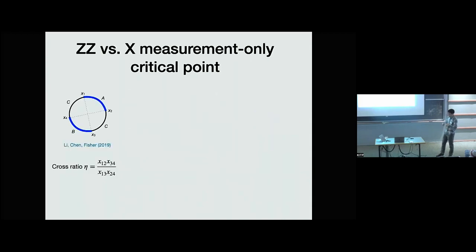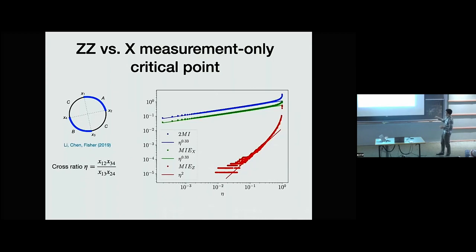For any critical point with conformal symmetry, it's convenient to plot every quantity against what's called the cross ratio. This is a ratio of these chordal distances in this geometry. So we can plot all the quantities of interest, MI and MIE, against this cross ratio for such a critical steady state. And indeed, we find that the MI and the MIE measuring the X basis closely track each other. And the MIE in the Z basis decays much faster. So this is all consistent with this bound between MIE and MI for sign-free stabilizers.